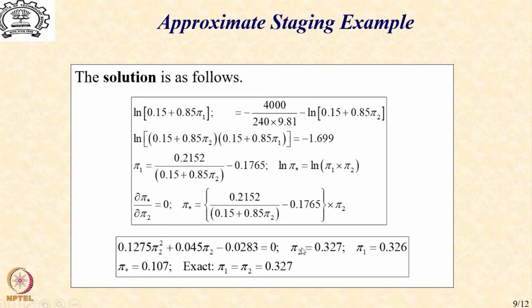and correspondingly if I take this pi 2 and substitute into my constraint solution of pi 1, I get pi 1 as 0.326, and you realize that I have got an exact solution. The exact solution for this problem through the Lagrange multiplier method was 0.327 for both the stages. Here you can see there is a marginal leakage, possibly because of the truncation error in the decimal places.